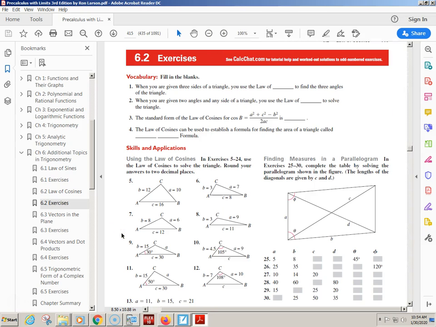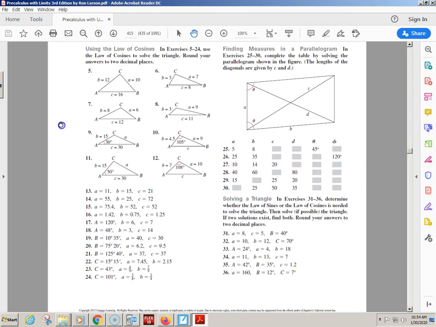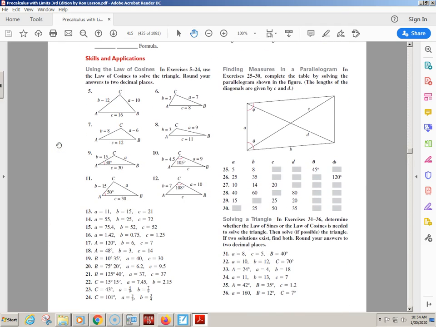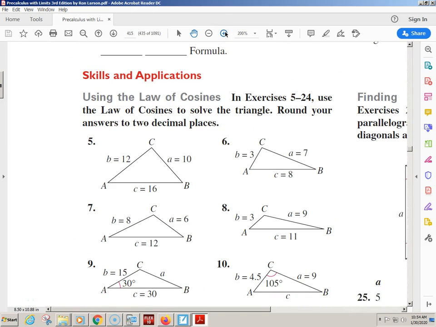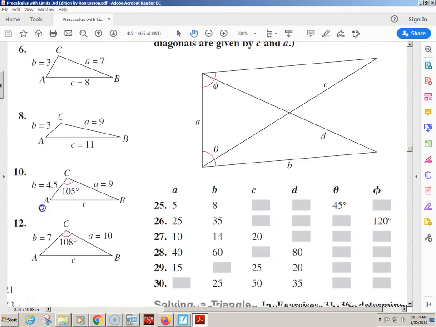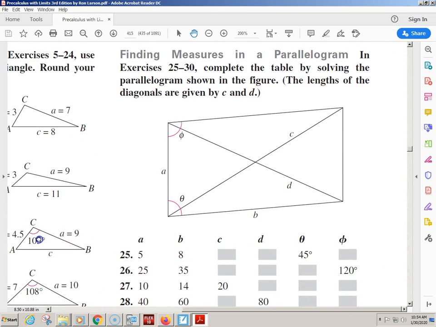Has anybody gotten stuck? 25. I was waiting on that one. I was waiting for this picture right here. If you guys haven't started homework, if I were you, add in one more example before we switch to section 6.3, because a lot of you aren't going to like the parallelogram section. Why would I give you a parallelogram problem if we're talking about triangles? Because it's composed of triangles, right?